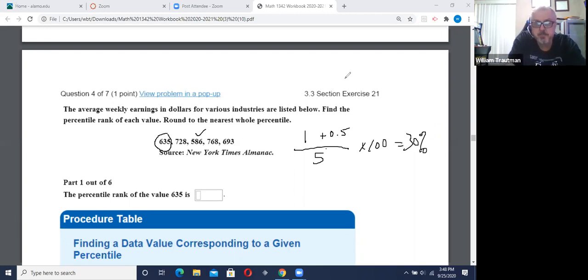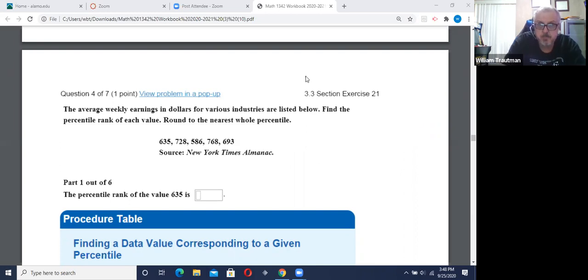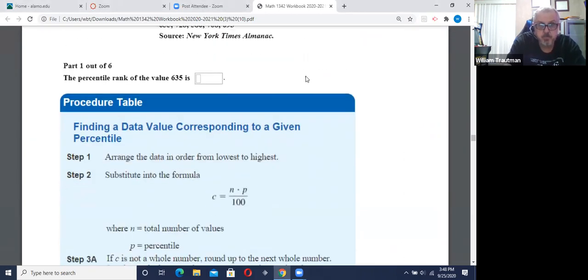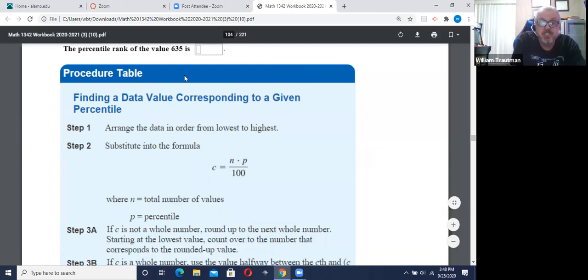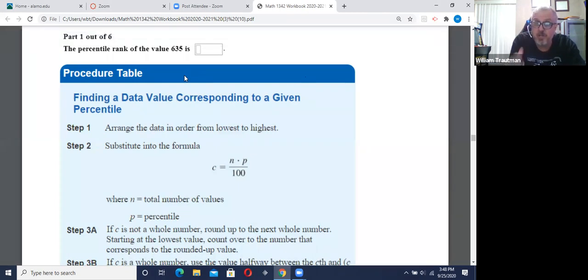Okay. That's not too bad of a formula. Finding a data value corresponding to the given percentile. So now we're going to find the actual data value, the score that we need to get to a certain percentile. We have to use a different formula.